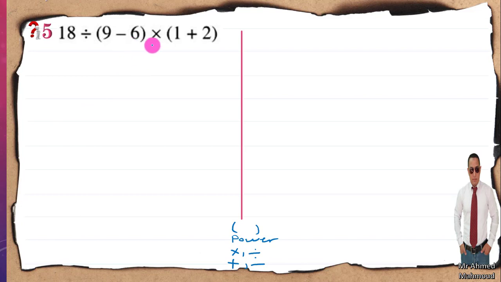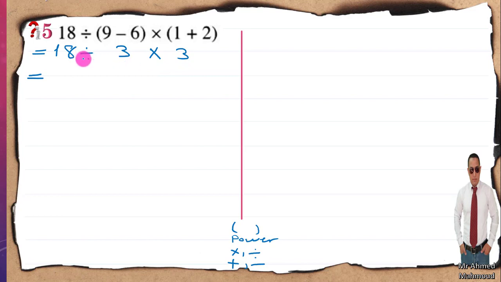Now I have 2 different brackets, so I can evaluate each of them separately like this. 18 divided by the first brackets, which equals 3, times the second brackets, which also equals 3. 1 plus 2 equals 3. Okay, now I have divided and times, so I'm going to start with the left one.